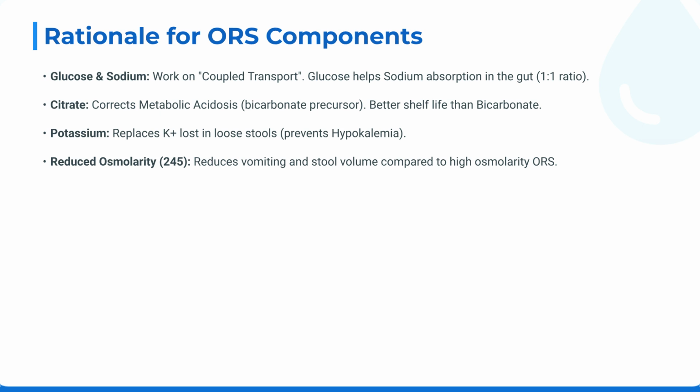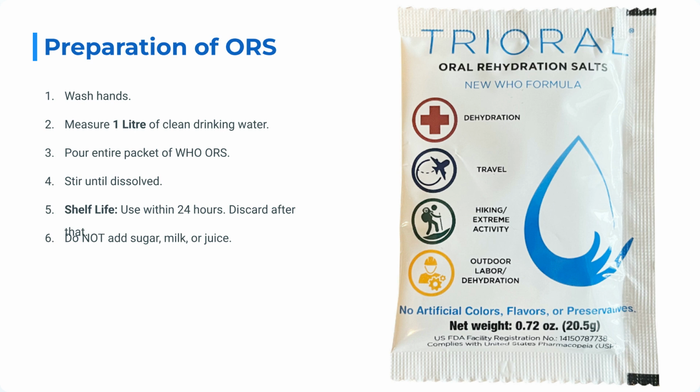The rationale for ORS components includes coupled transport of glucose and sodium, citrate to correct metabolic acidosis, potassium to replace losses, and reduced osmolarity to lessen vomiting and stool volume. To prepare ORS, wash hands, measure 1 liter of clean water, pour the entire packet, and stir. Use the solution within 24 hours and do not add sugar, milk, or juice.